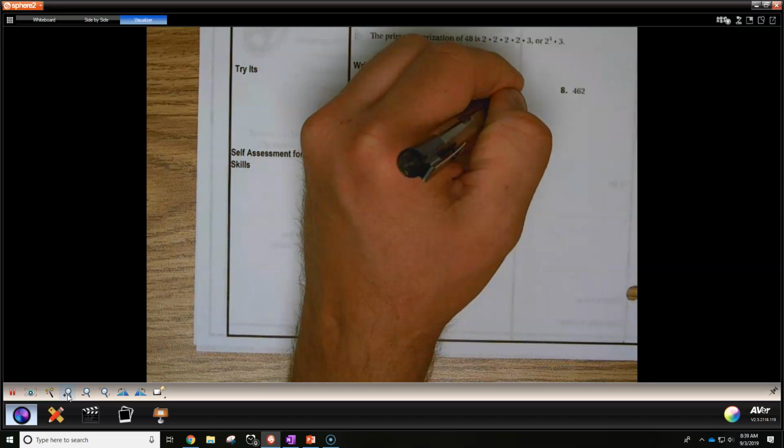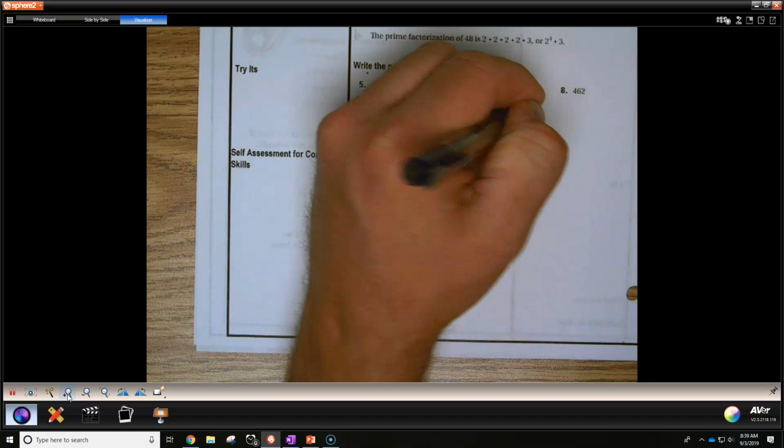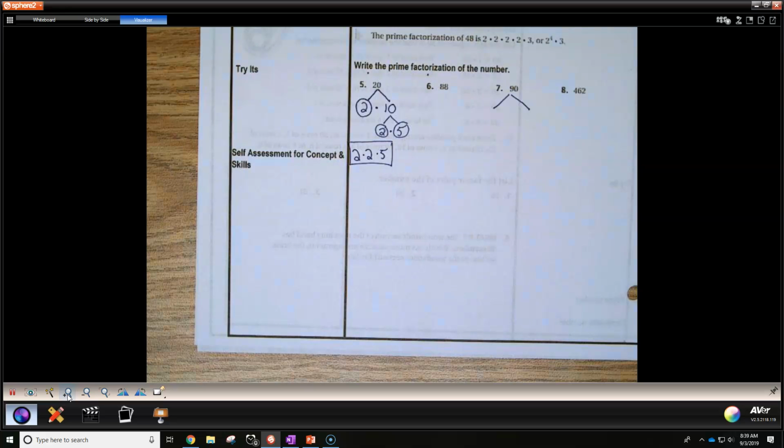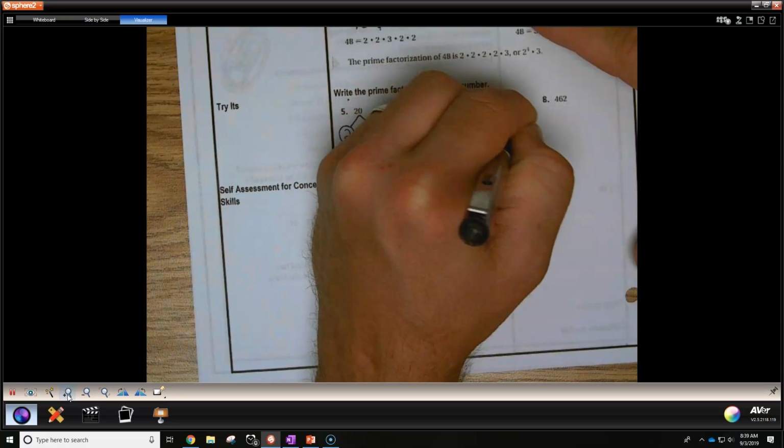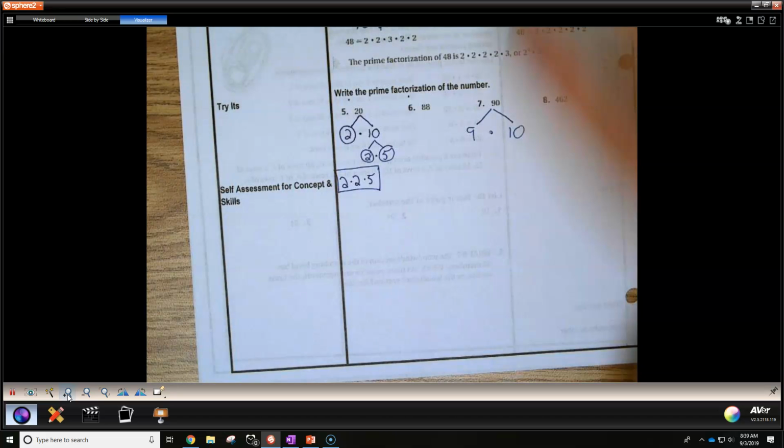90. Can anyone identify a factor pair of 90? Grace. 9 and 10. Sure. 9 times 10. Which is funny because I had 2 sets of factor pairs in my head, and 9 times 10 was not one of them. Are we still going to get to the same answer? Yeah, it doesn't matter as long as we keep breaking them down.